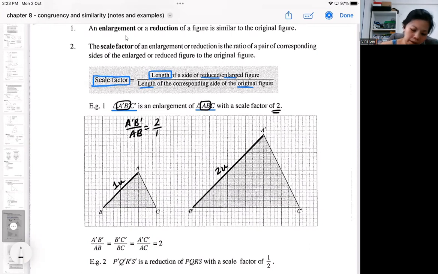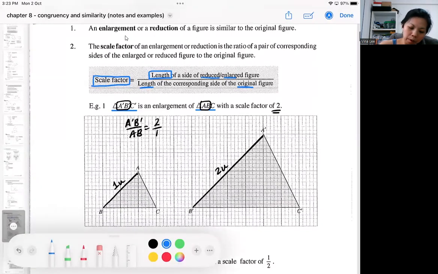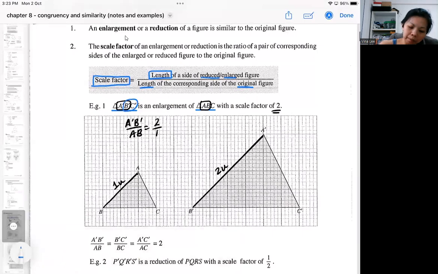You can compare other lengths as well. For example, if you compare B prime C prime against BC, you can count 1, 2, 3. There are 3 squares here. 1, 2, 3, 4, 5, 6. So B prime C prime is 6 units, and the ratio will be 6/3. You will still get a scale factor of 2.